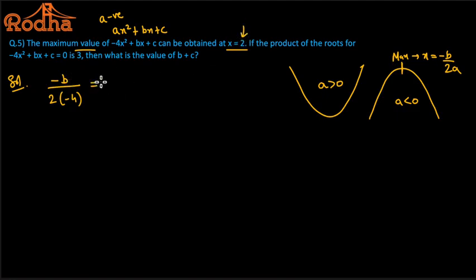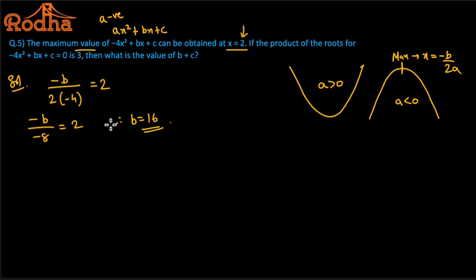So this is equal to 2, okay. So I can solve it, right? Okay, so I'll be getting minus b upon minus 8 is equal to 2. Therefore b will be equal to 16. Okay. So what am I supposed to find here? If the product of the roots for this is 3. So now the product of roots is basically 3. Okay, what is the value of b plus c?